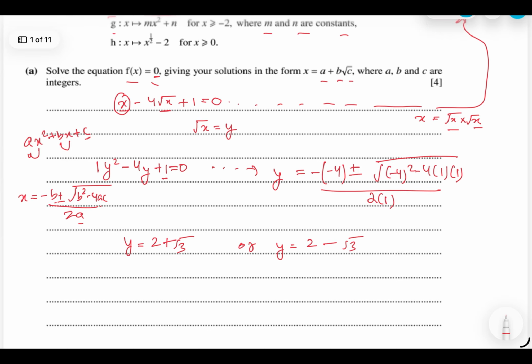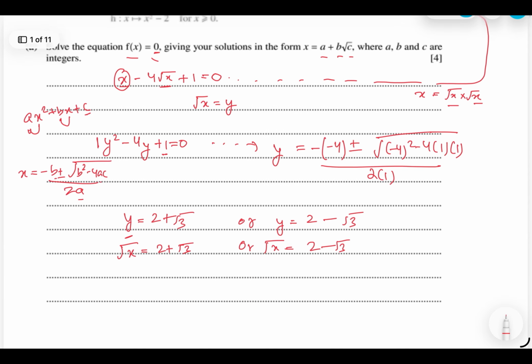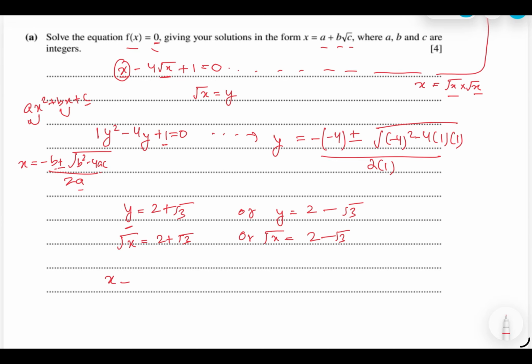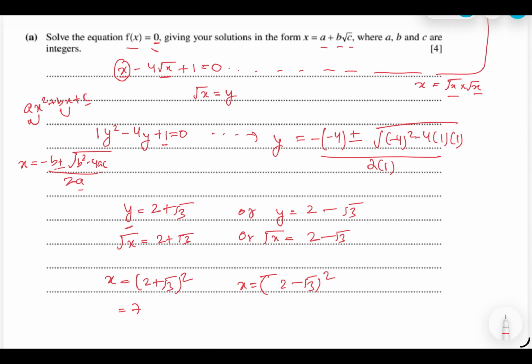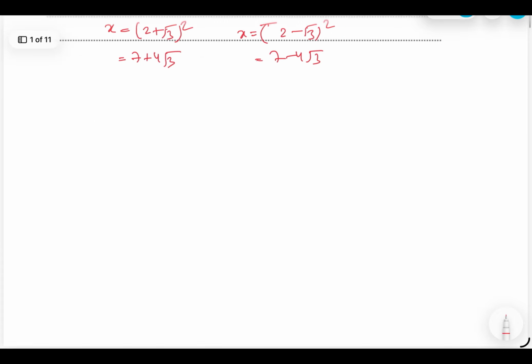Okay? We know that root x equals 2 plus root 3, or root x equals 2 minus root 3. Plug it in your calculator, just square both sides. So x equals (2 plus root 3) squared, or x equals (2 minus root 3) squared. We will get 7 plus 4 root 3 for this one. Yes, you can put your values in decimals as well. Okay, you can answer in decimals. So it would be 7 plus 4 root 3, and this one would be 7 minus 4 root 3. Very good, learners. Let us move on to the next one now.